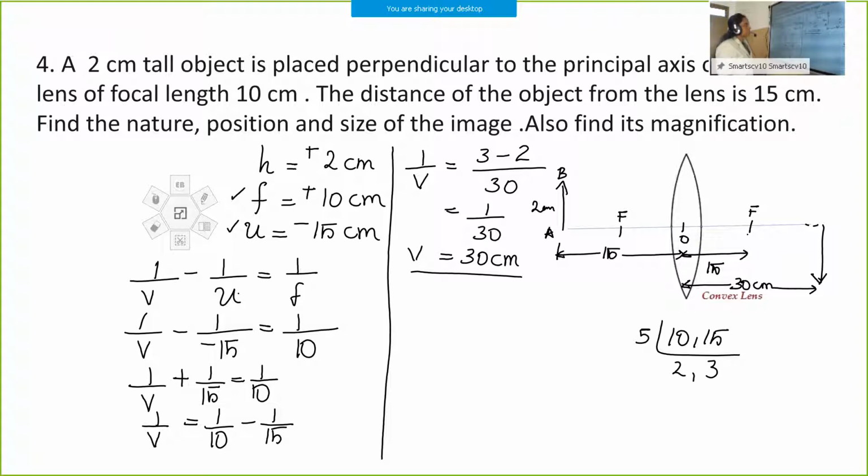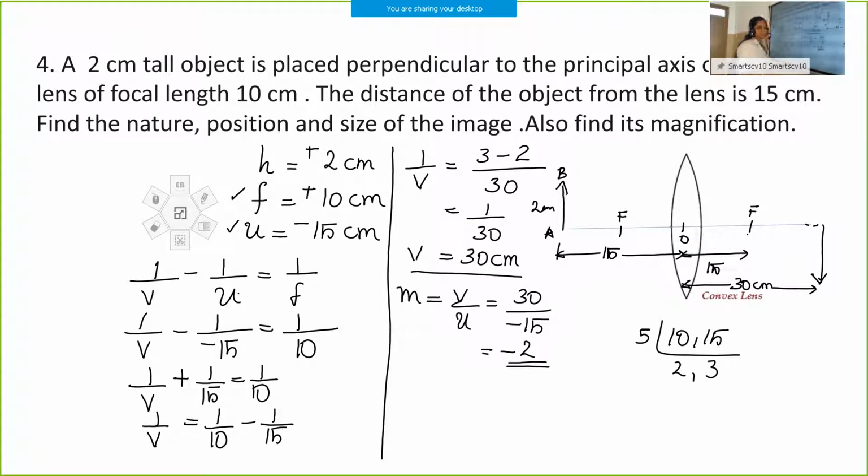Find its magnification. How will you find out magnification? What's the equation? m is equal to v by u. What is v? v is 30. And what is u? u is minus 15. So you will get minus 2. Magnification does not have any unit. What is the reason? Because here object distance u and v have the same unit. So magnification has no unit.